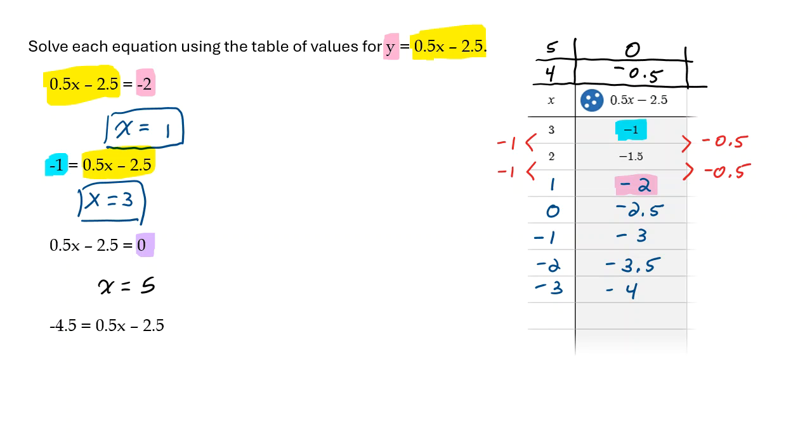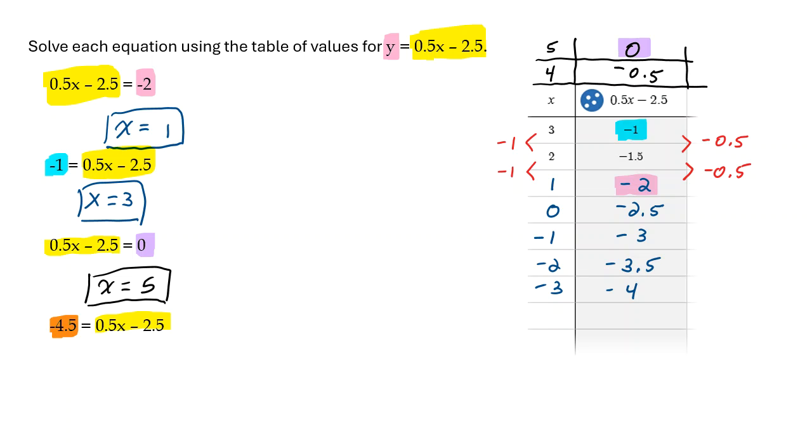The point of this example is to show you that if you're trying to solve an equation with a table, the output you're looking for might not be in the table, but you can extend the table, especially if it's linear, very easily to find the desired output. Why don't you try the last one on your own, pause the video, unpause it when you're done.